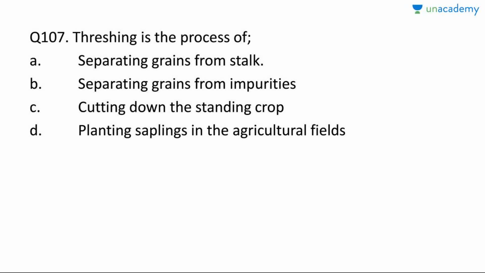Threshing is the process of, so what do you do in threshing? So when you separate grains from the stalk, you beat them so much that the grains are free, and it can be done manually also, with bullocks also, and machines also. So your answer is A, that is separating grains from the stalk.